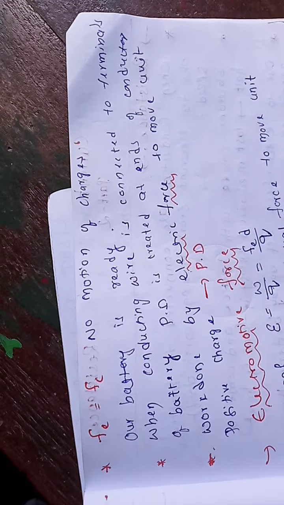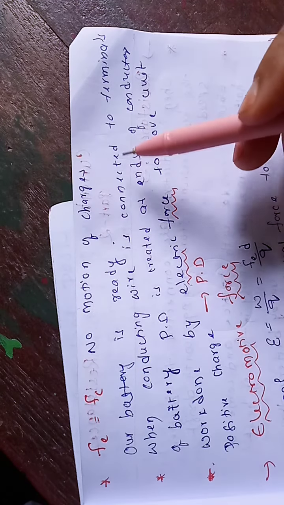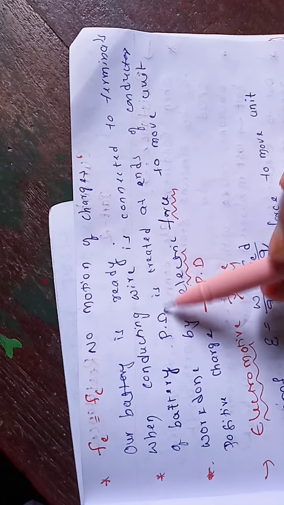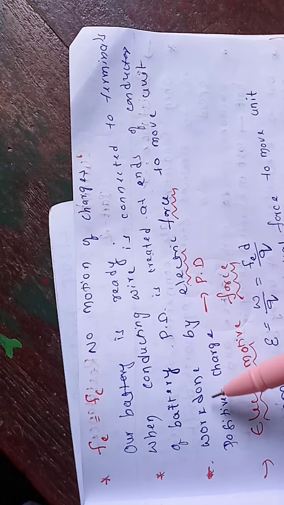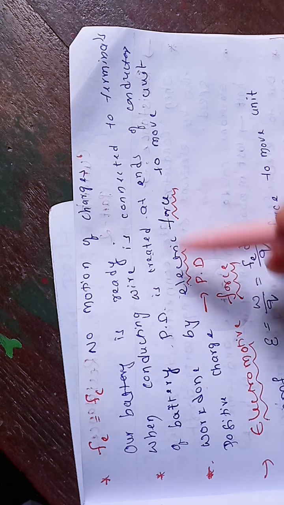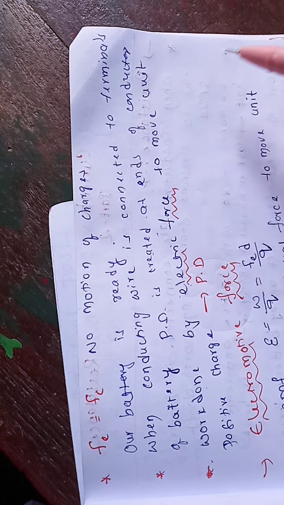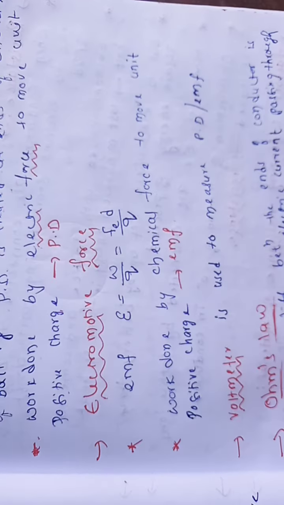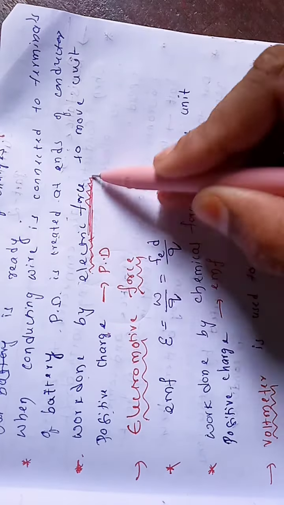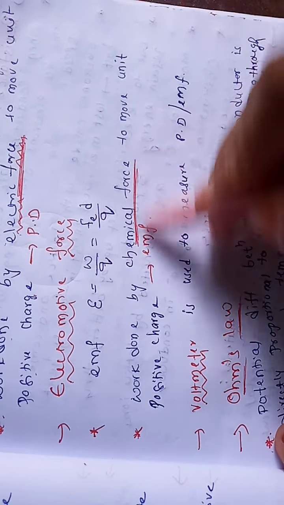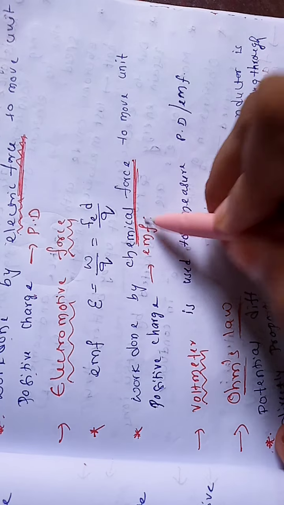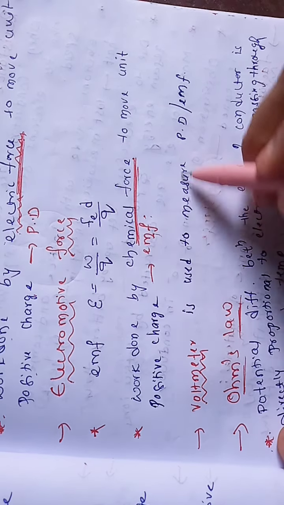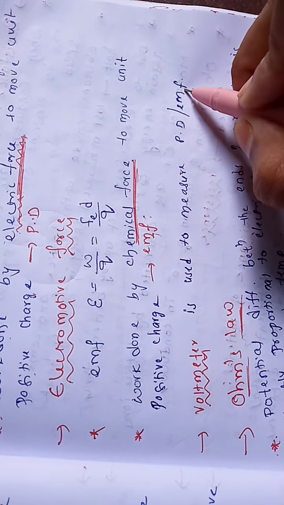Now when a conducting wire is connected to the terminals of the battery, potential difference is created at the ends of the conductor. Okay, work done by electric force to move a unit positive charge we call potential difference. Now next, electromotive force. Actually both are same, but here work is done by electric force to move the unit positive charge. Here work is done by chemical force to move the unit positive charge, we call electromotive force. Voltmeter is used to measure the potential difference or electromotive force.